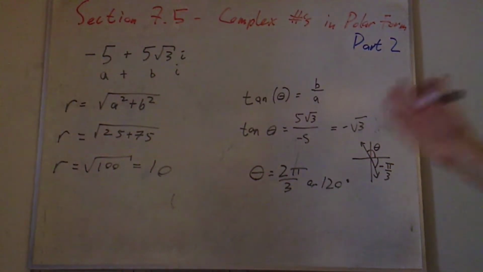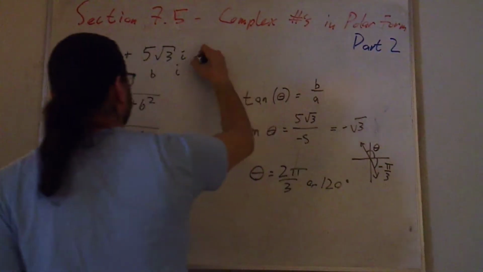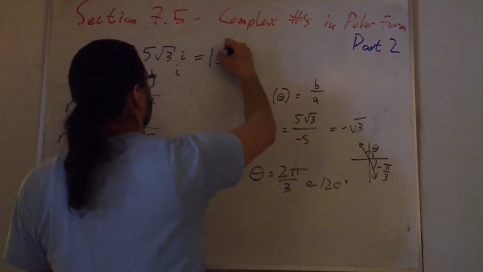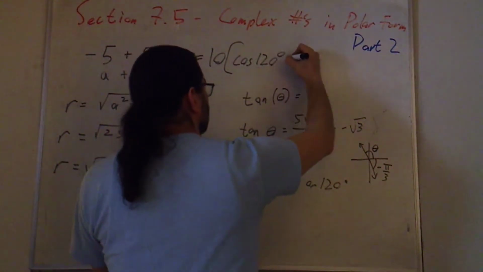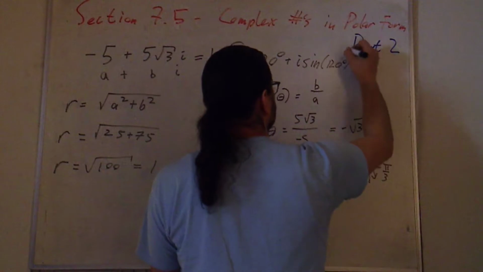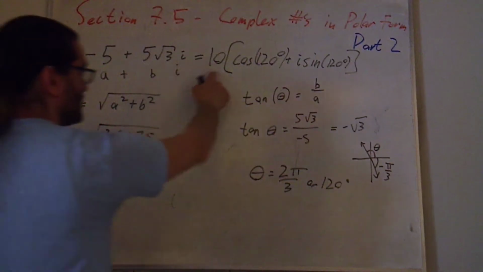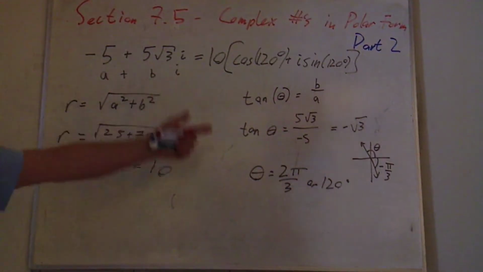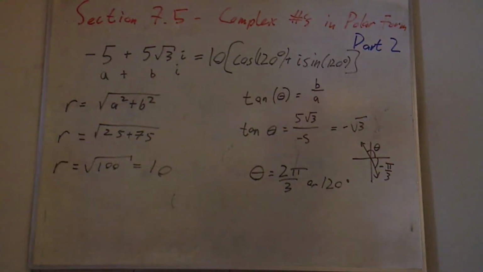So I have an r, I have a theta. I can just write this thing in polar form. The polar form version of this complex number is 10 times the quantity cosine 120 degrees plus i sine 120 degrees. And that's it, you're done. You got the radius, you got the theta, you got the format. That's all you need. All of the math is basically the same as what we were doing in section 7.3. We just attached some funny looking eyes to it.